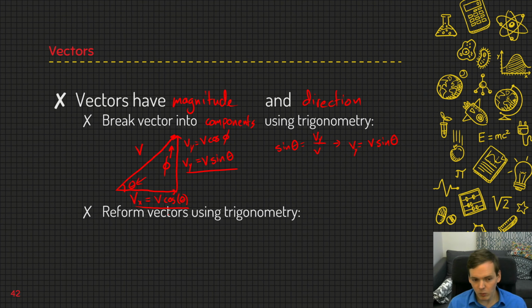But once we're done with working with things, we can also take components and combine them. Say I have a vx like this, an x component of velocity here, and a y component here. We can combine them by saying that the magnitude is the square root of vx squared plus vy squared. And we can say that theta is equal to the inverse tangent of vy over vx. So we can use trigonometry to combine them back together.